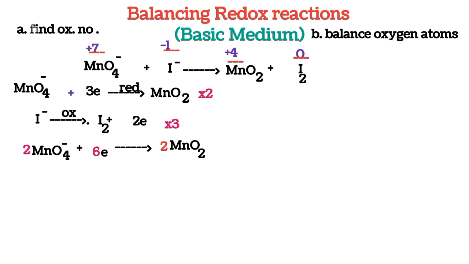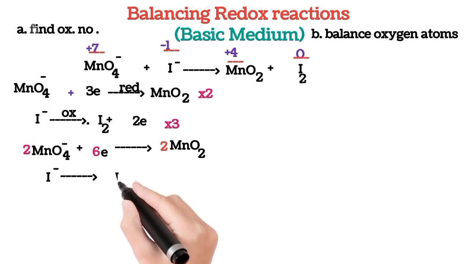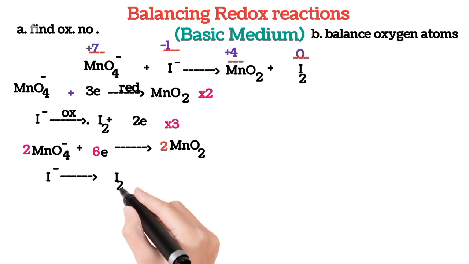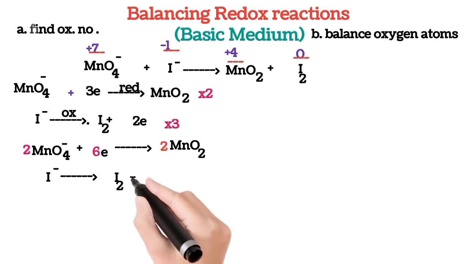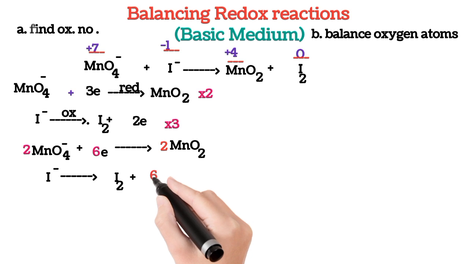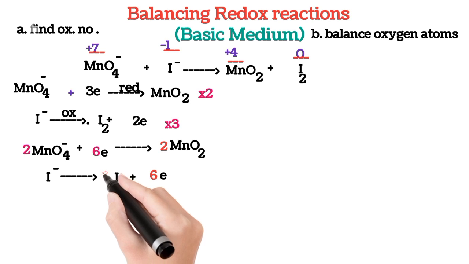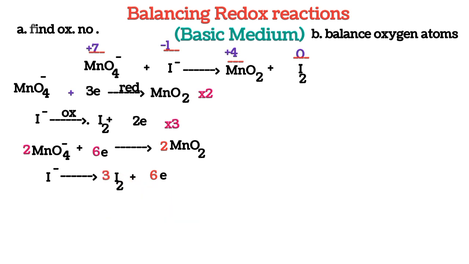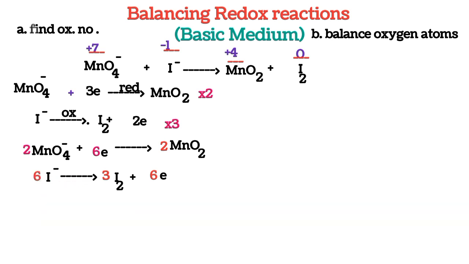Now let's multiply the oxidation process by the number of electrons from the reduction process, which is 3. So we're going to have 3 iodide ions, that is 3I minus, will give you, okay, we'll multiply from the left to right. So we're going to have 3 times 2 electrons, give you 6 electrons. 3 times iodine molecule gives you 3I2. But since there are 6 iodine atoms on the right, we'll balance it. So we're going to have 6 iodide ions on the left.